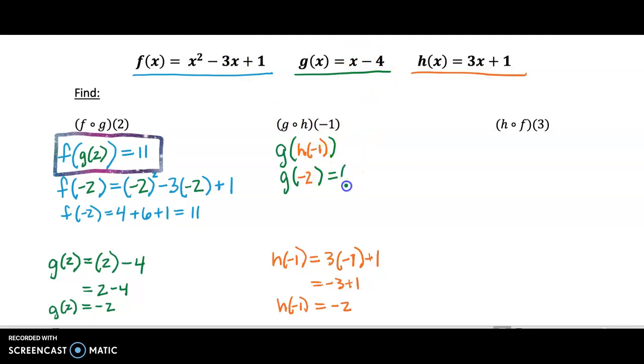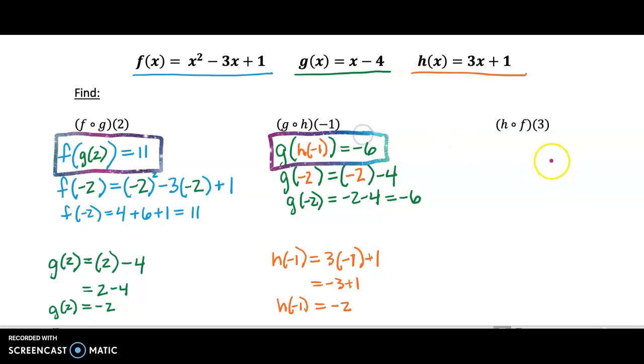So everywhere that I see an x in my g function, I'm going to put a set of parentheses, and then I'm going to drop in that negative 2. So then here we have g of negative 2 equals, nothing's really happening with this parentheses. I don't need to do any exponents or multiply, so I can just write negative 2 minus 4, and that gives me an answer of negative 6. I'll put it up here. So with that, our solution for g of h of negative 1 is negative 6.